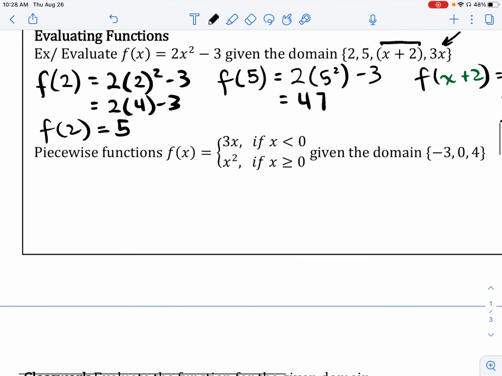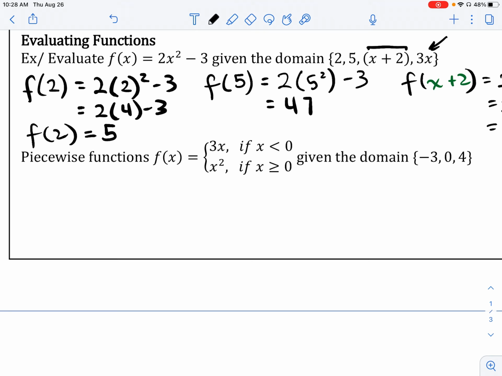Now let's quickly talk about piecewise functions as well. A piecewise function is simply a function that is split up into a number of pieces or parts, if you will. Essentially it's saying depending on what your domain is, you are going to do a different function. In this case, this piecewise function is saying if your x value is less than 0, then the rule of the function is that you're going to multiply your input by 3. On the other hand, if your input or your domain is greater than or equal to 0, then you are going to square your input.